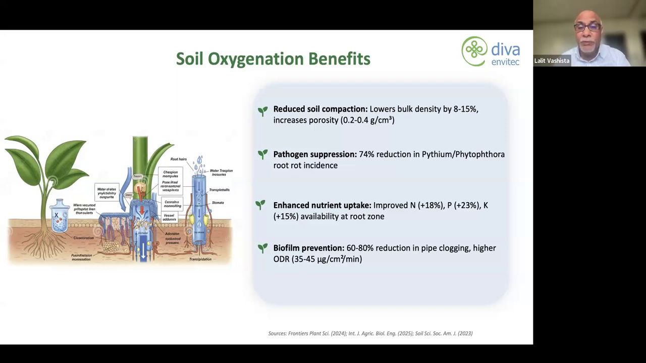Pathogen suppression, 74% reduction in Pythium and Phytophthora root rot incidence has been noticed. All these are documented and published papers. We are giving the references at the bottom. Enhanced nutrient uptake, improved nitrogen, phosphorus, potassium availability at the root zone.